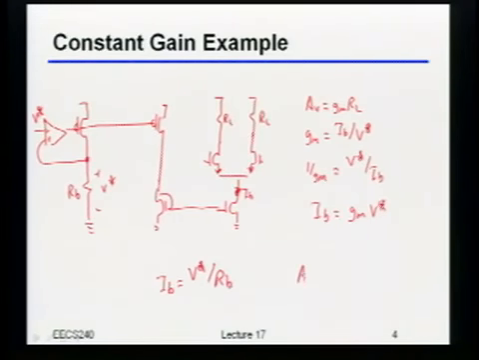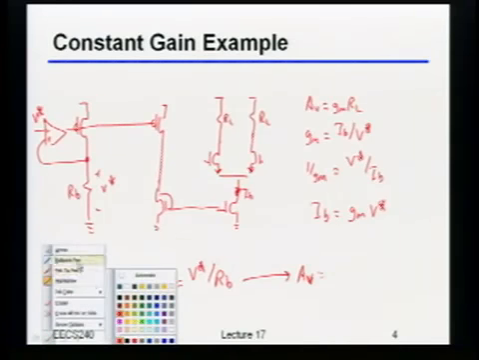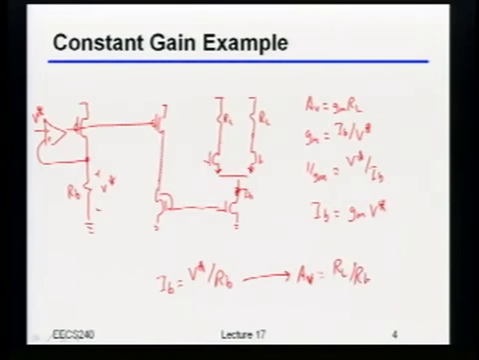Okay, so guess what? If I did that, what would be the gain for this whole circuit? Somebody other than Shiva. So IB is equal to V star over RB. RL over RB. Yeah, it's just RL over RB, right? Because I forced the GM to basically be directly set by 1 over RB. Okay?